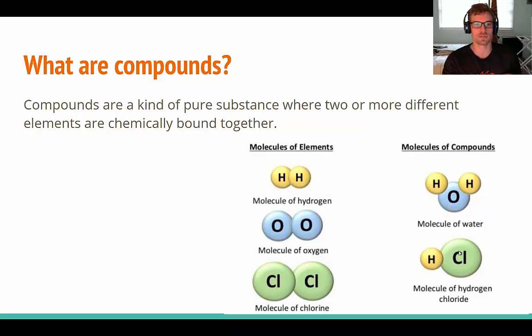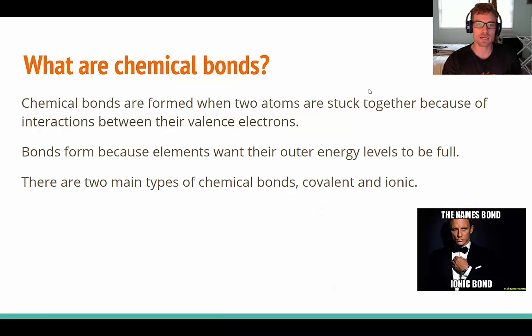Now, we've talked about the fact that these are chemically bound together before, but we never really defined what that means. So let's talk about what it means for there to be a chemical bond. Chemical bonds are formed when two atoms are basically stuck together. It's how atoms are held together, and they're held together because there are interactions among their valence electrons. And the reason why bonds form is because elements want their outer energy levels to be full.